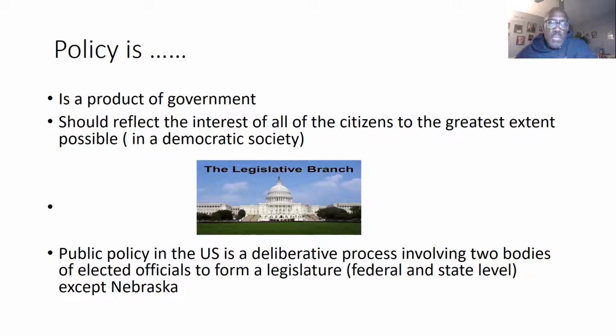Keeping in mind, number one, that policy is a government product, so it's what legislators do. They sit, they study, they research issues, and they then are charged with making decisions around policy and the use of taxpayer dollars for various policy endeavors. Technically, the policy should always reflect the interests of the citizens in a democratic society.